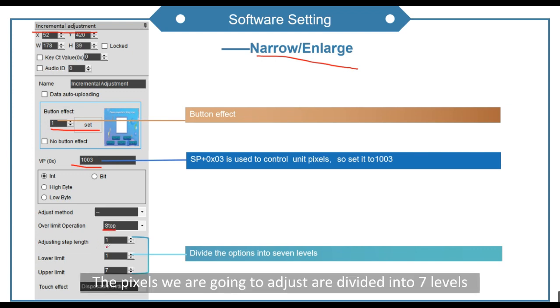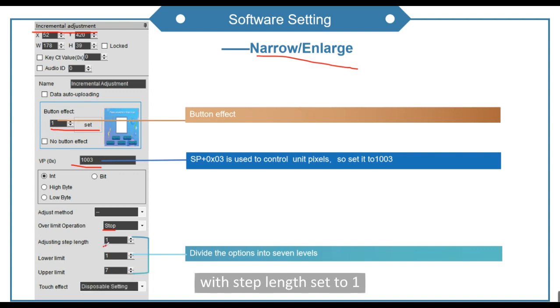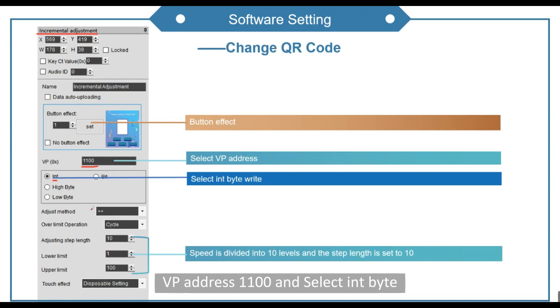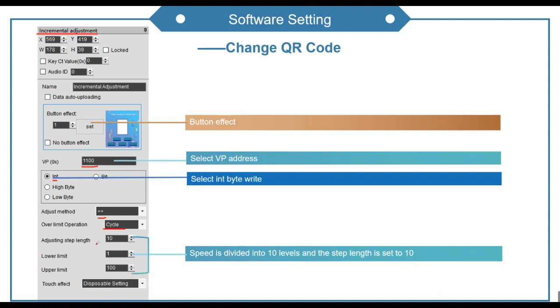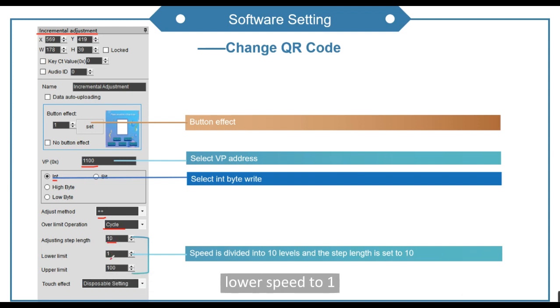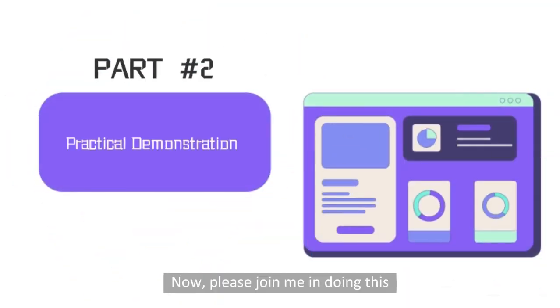The pixels we are going to adjust are divided into 7 levels, with step length set to 1, lower limit to 1, and upper limit to 7. Finally, the function of change QR code. Select incremental adjustment. VP address 1100 and select int byte. Adjustment mode selection plus. The over limit operation selects cycle mode. The QR code is divided into 10 different shapes. Each adjustment will change the distribution of pixels, with step length set to 10, lower limit to 1, and upper limit to 100.